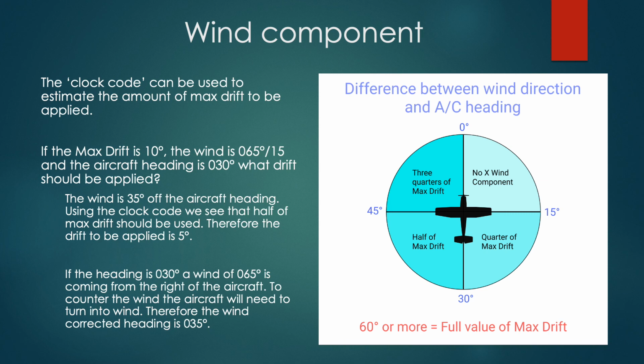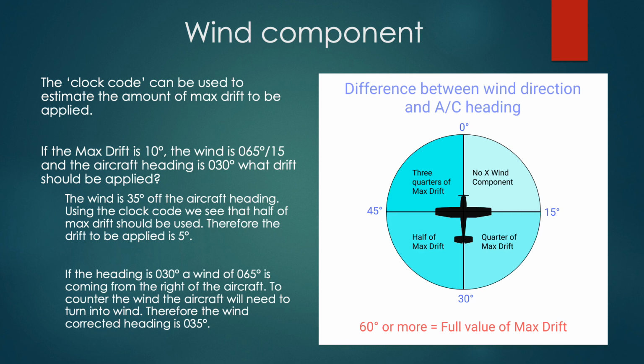So here's an example. If the max drift is 10 degrees that we've just seen, the wind is 065 at 15, so we'd have already worked that out. We know where the wind is coming from from our meteorological report on the ground. And for our heading, we're going to have to fly a heading of 030. And so we want to work out how much of that maximum drift should be applied. Okay. So the wind is 35 degrees off the aircraft's heading because we're flying 030, the wind's coming from 065. So that's a 35 degree difference.